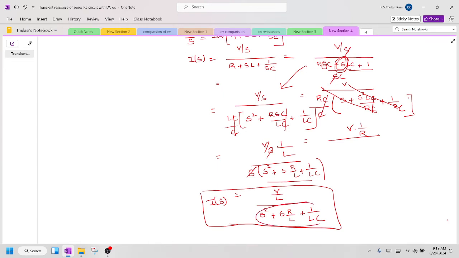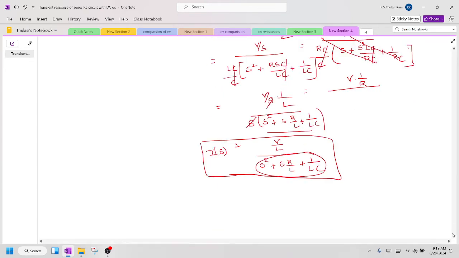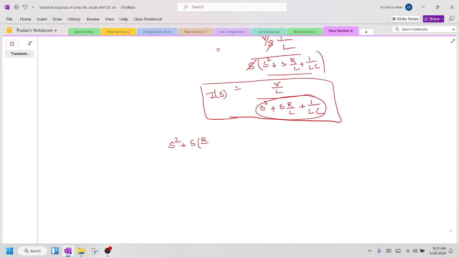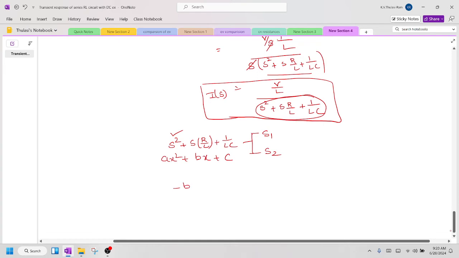So this is a second order expression. When you come to this second order expression, it is in the standard format, S square plus S into R by L plus 1 by LC. So this is an S square. How many roots are possible? The first root is S1, the second root is S2. So this is in the standard format, AX square plus BX plus C. What are the roots of a second order equation? Minus B plus or minus root of B square minus 4AC divided by 2A.